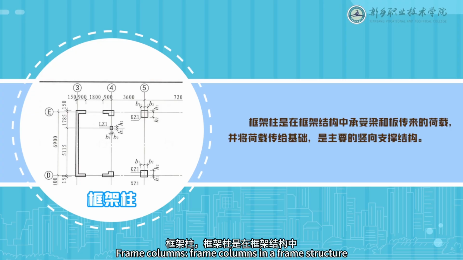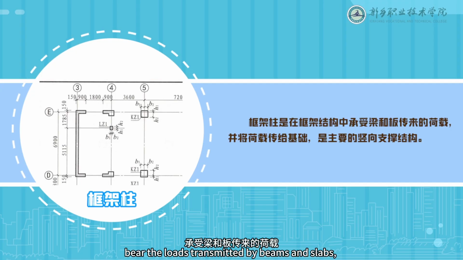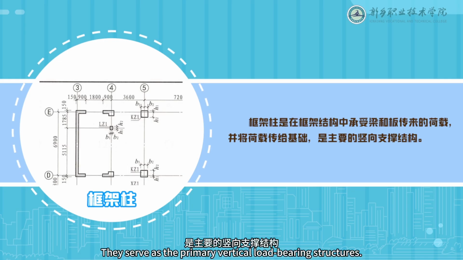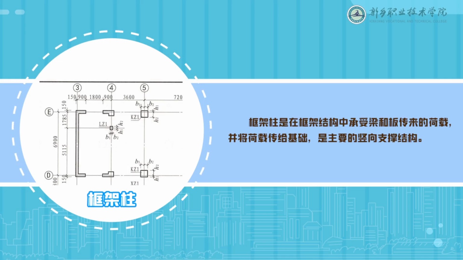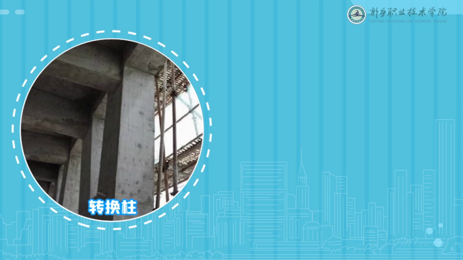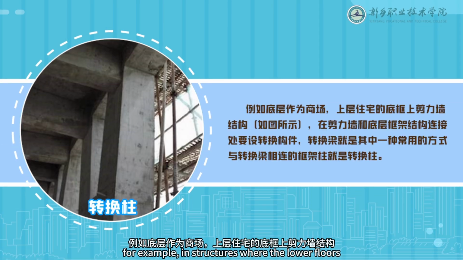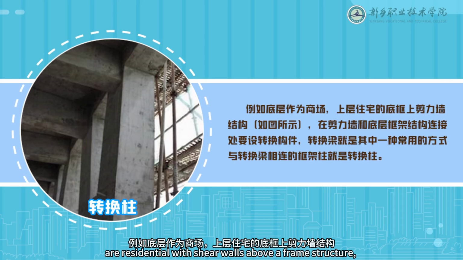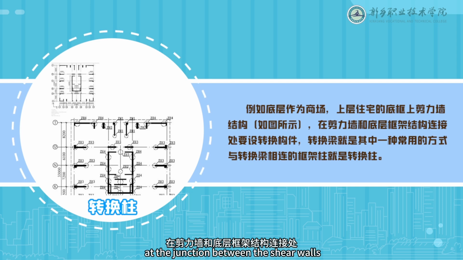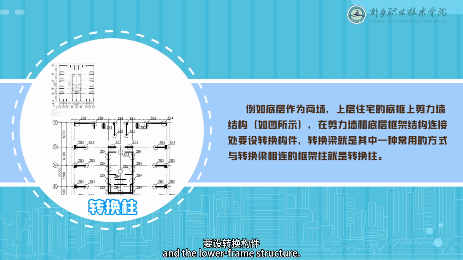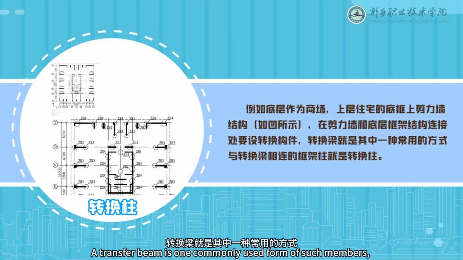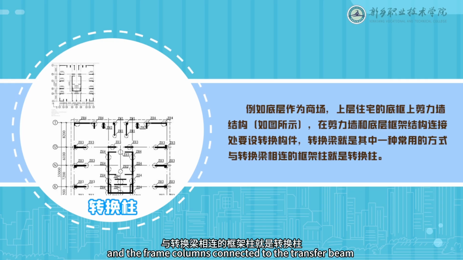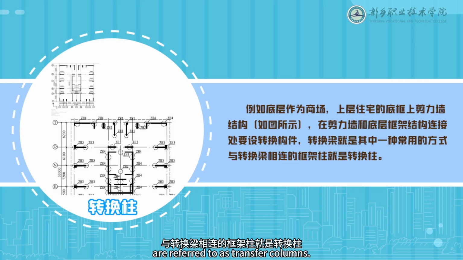Frame columns. Frame columns in a frame structure bear the loads transmitted by beams and slabs, and transmit the loads to the foundation. They serve as the primary vertical load-bearing structures. Transfer columns. For example, in structures where the lower floors are commercial spaces and the upper floors are residential with shear walls above a frame structure, transfer members shall be provided at the junction between the shear walls and the lower frame structure. A transfer beam is one commonly used form of such members, and the frame columns connected to the transfer beam are referred to as transfer columns.